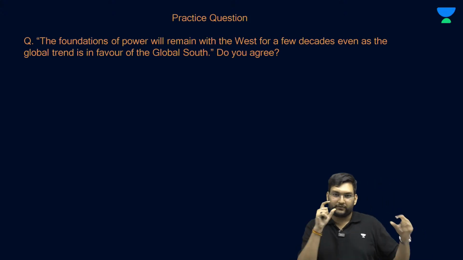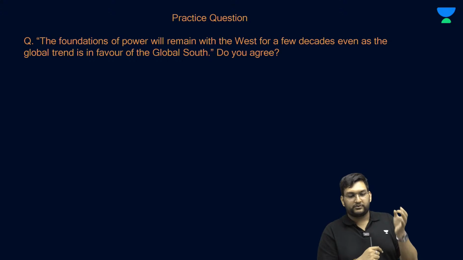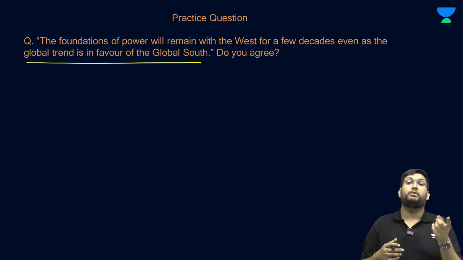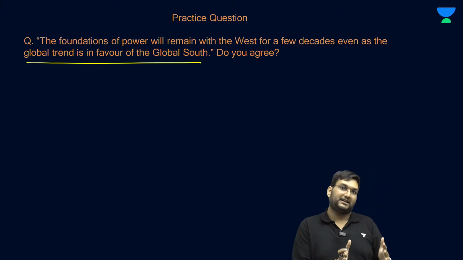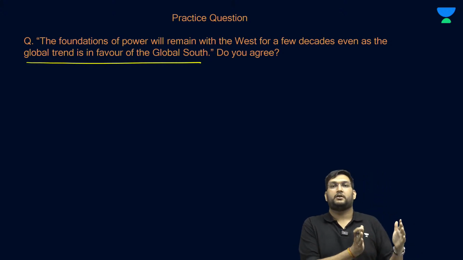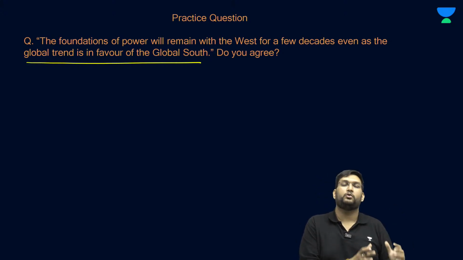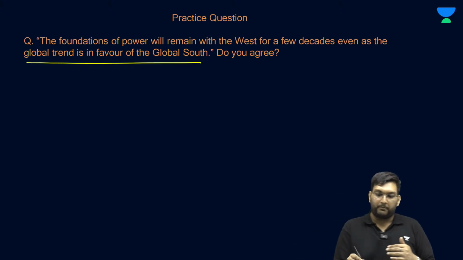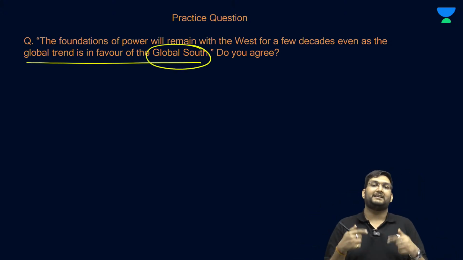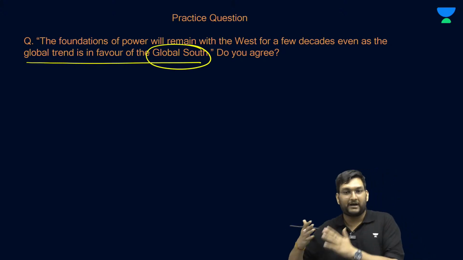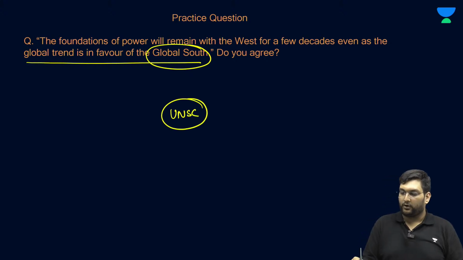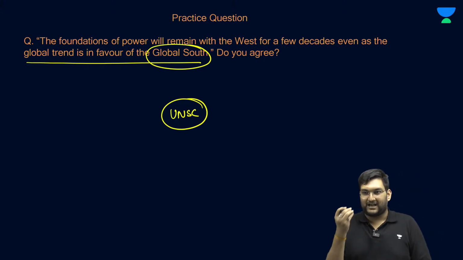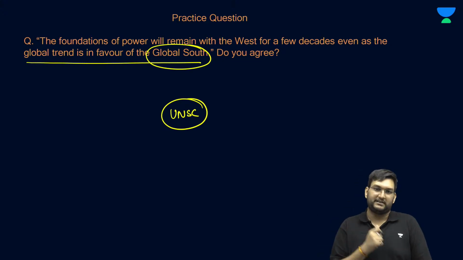And the question which can come out of exactly a line which is given in this article: the foundations of power will remain with the West for a few decades, even as the global trend is in favor of the global south. This is where you have to argue that it is true to some level that the G7 groups are actually setting the agenda. UNSC reform is not coming through. Climate finance still remains a problem. West still is dictating. Let's see for how long, but only when global equality comes through, there is a place where the global south will at least hold power, and the starting point can be UNSC reform, from where the global south is represented better in the Security Council. In that regard, at least that is the starting point of this whole process. Can be used as a very interesting concept.